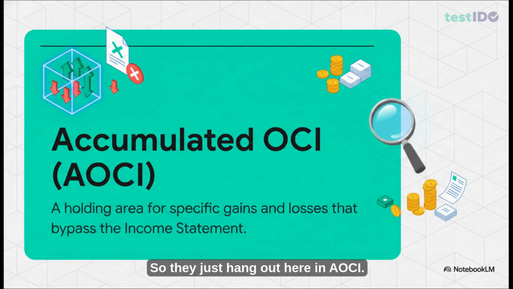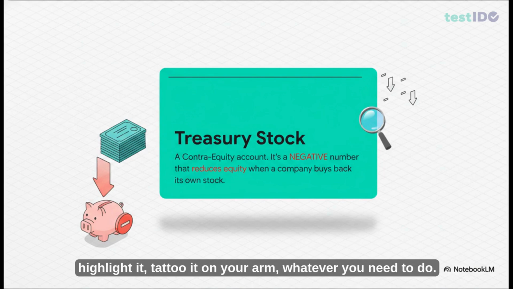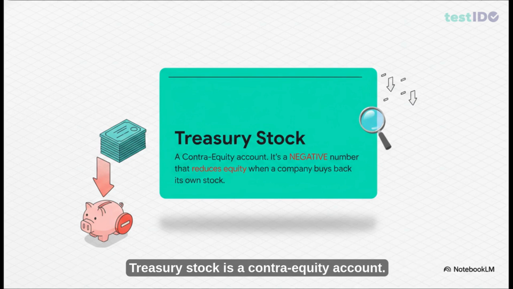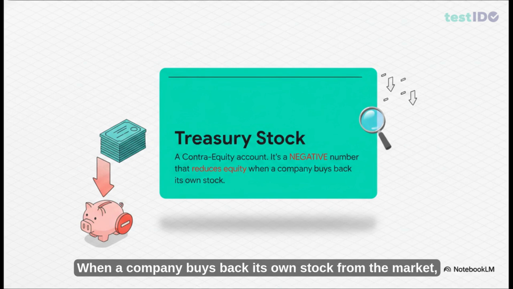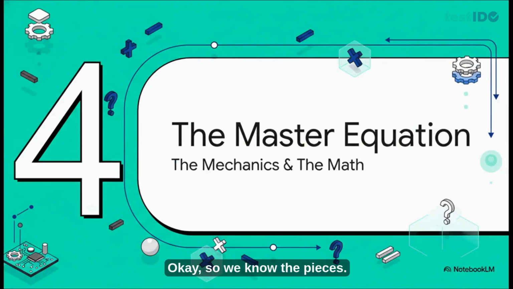So they just hang out here in AOCI until they're officially realized. And finally, treasury stock. Now I want you to write this down, highlight it, tattoo it on your arm, whatever you need to do. Treasury stock is a contra equity account. That means it's a negative number. When a company buys back its own stock from the market, total equity goes down, and this is where you show that reduction.